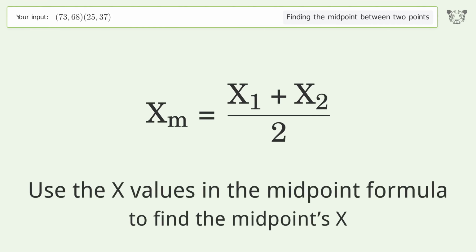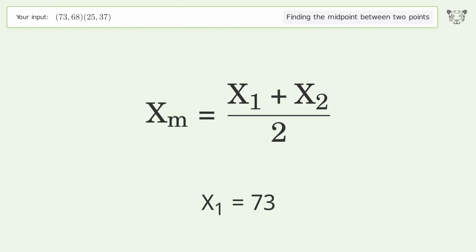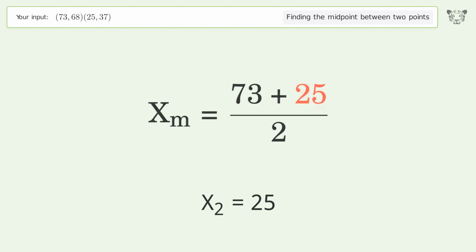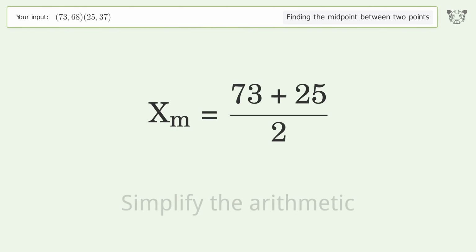Use the x values in the midpoint formula to find the midpoints x. x1 equals 73. x2 equals 25. Simplify the arithmetic.